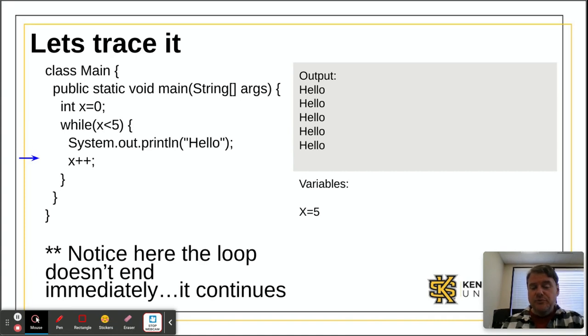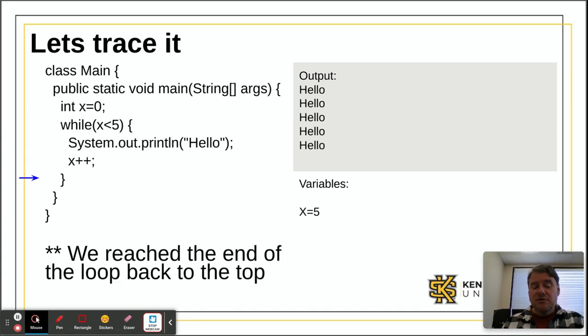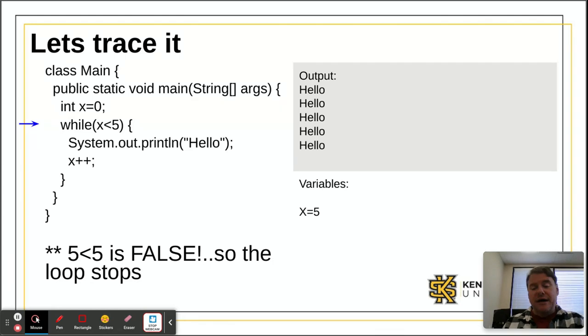Okay, and again, what I was saying earlier is this does not immediately stop the loop. It's just that when we get back and we test the while loop, that's when we're going to see that it doesn't work. So x is now 5. We reach the end of the loop, which sends us back up to the top, and now it evaluates the condition. 5 less than 5 is false, so the loop stops.